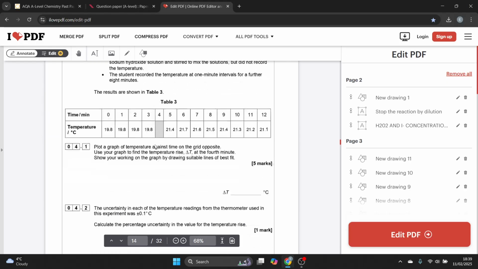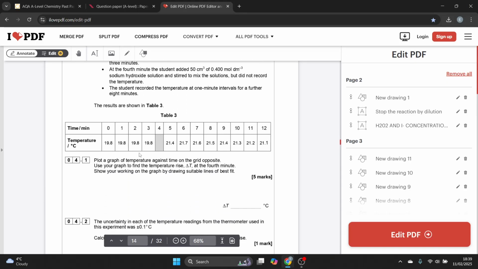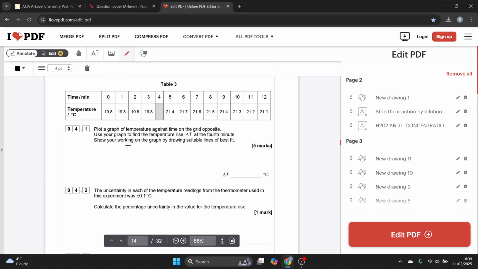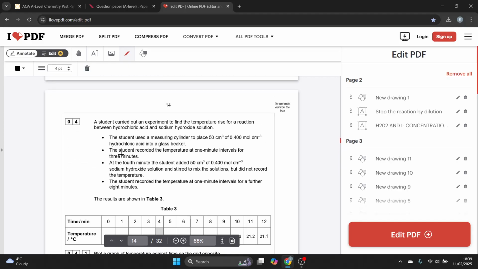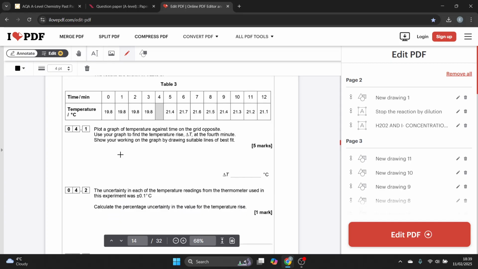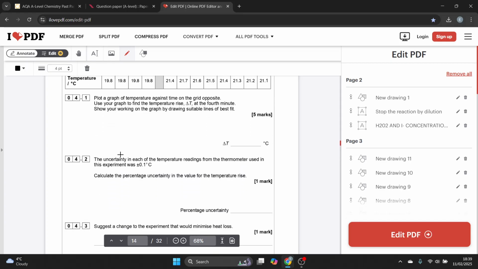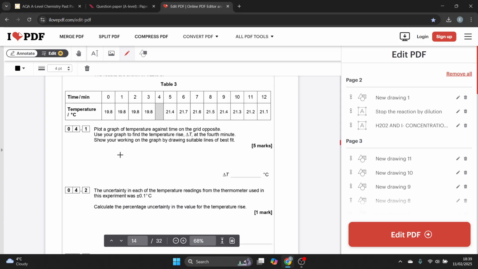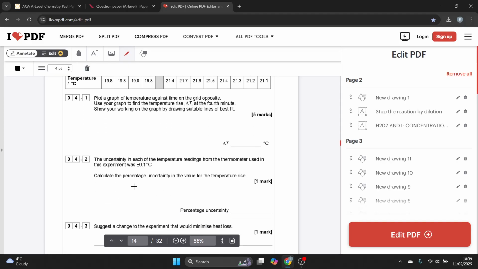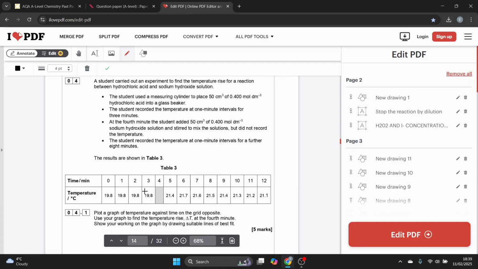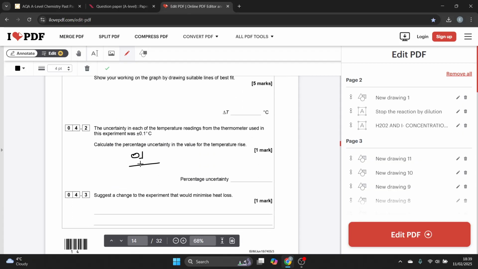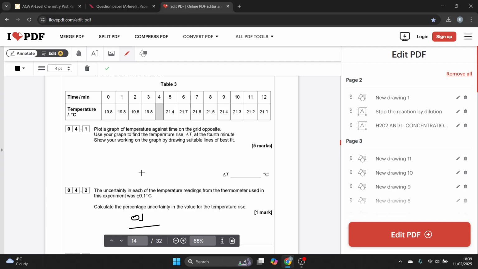Okay. Question 4.1, plot a graph of temperature against time. Then use the graph to find the temperature rise. Now I'm going to go for 4.2 first. Uncertainty was 0.1. Calculate the uncertainty for the temperature rise. Oh, I can't do it anyway because I need to do 4.1 first.